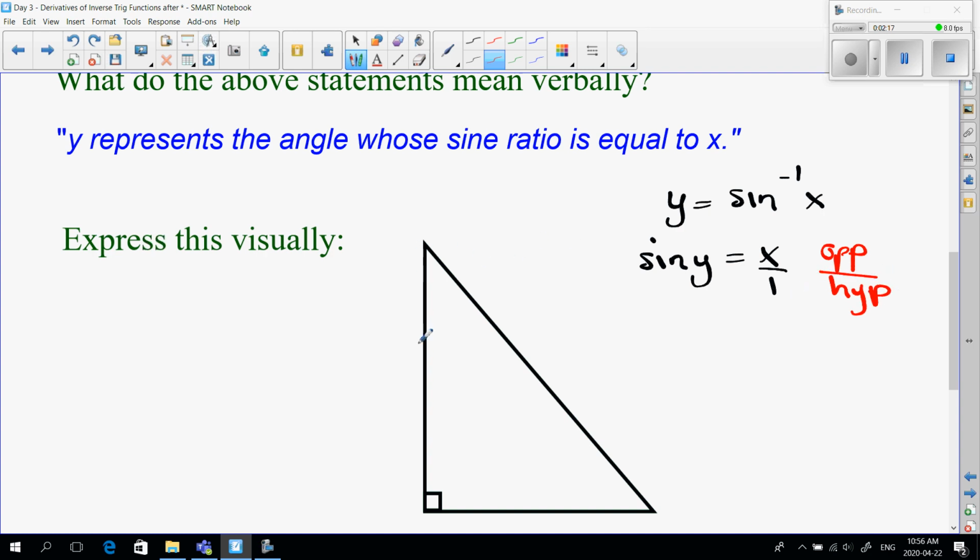I know that I can express this using a right triangle. Y is the angle. I'll throw the angle down here in the bottom right. You could put it up here as well, it really doesn't matter. But that means that the opposite side of y is my x. The length of this side would be x, and the hypotenuse would be 1. So there's my hypotenuse, and there is my opposite side. Again, I knew the opposite was x and the hypotenuse was 1 because I was using the sine ratio.